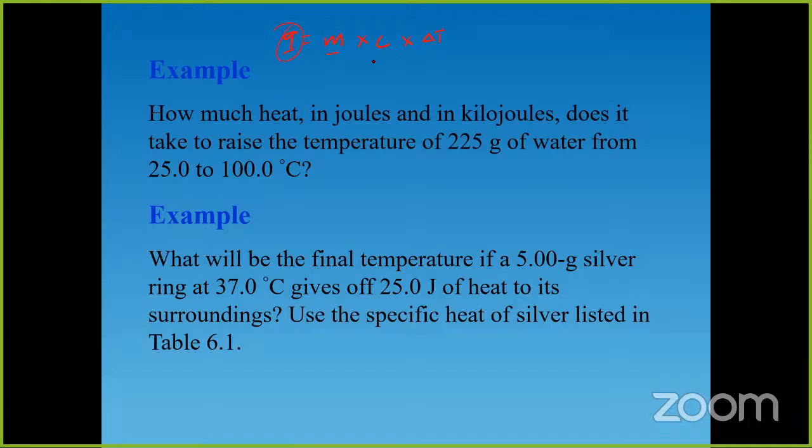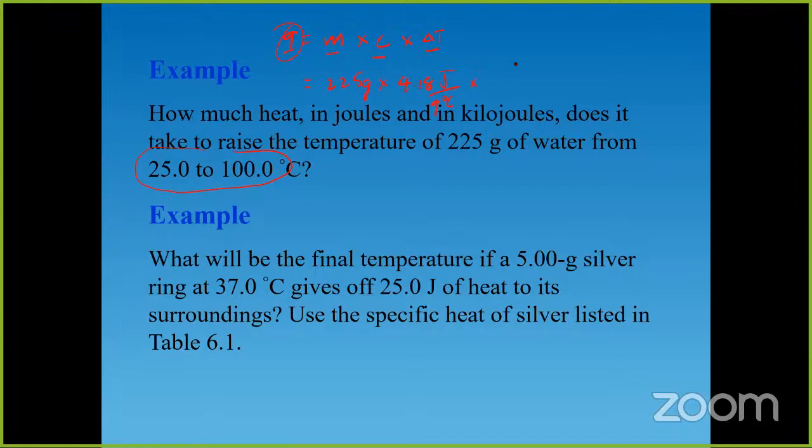It doesn't give you the specific heat, but that would have to be provided, which we indicated earlier, and the temperature change. Well, they didn't give us the temperature change, but they gave us the final and initial temperature. So basically, we're just going to put the numbers in. 225 grams times the specific heat of water, which is 4.18 joules per gram degree Celsius, multiplied by delta T.